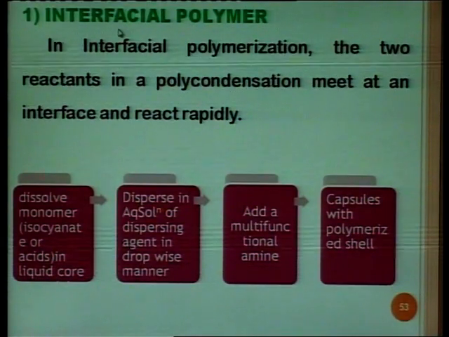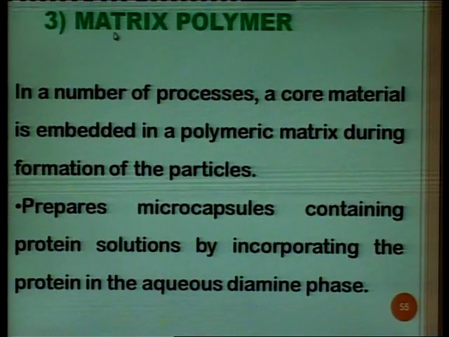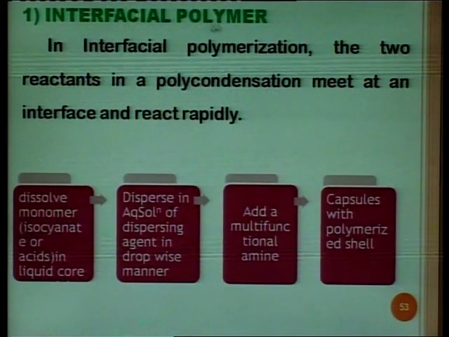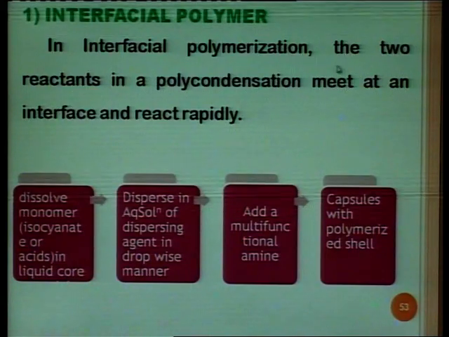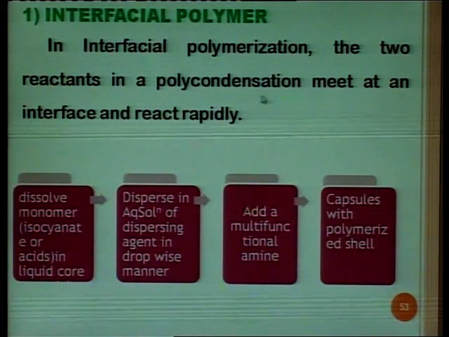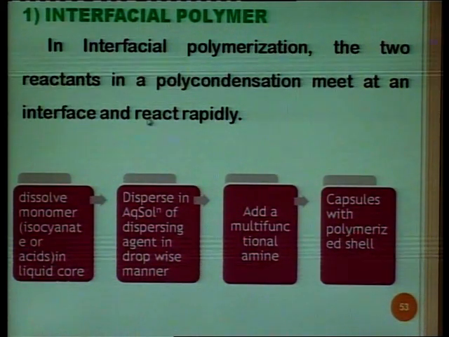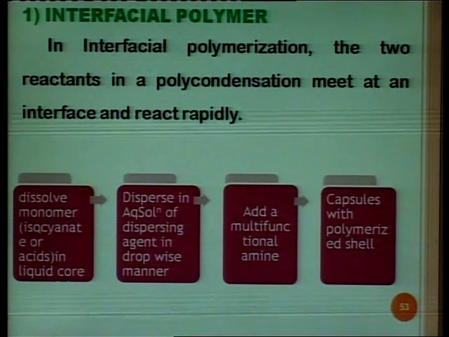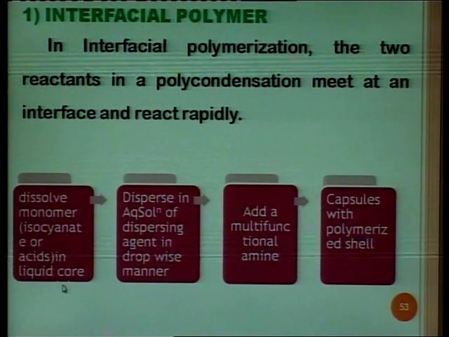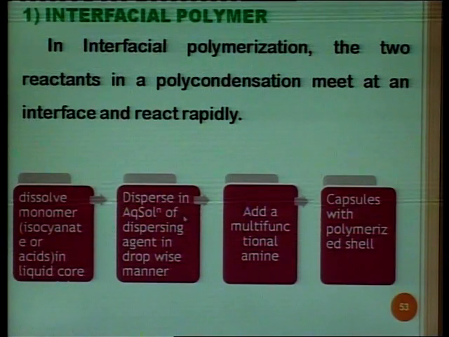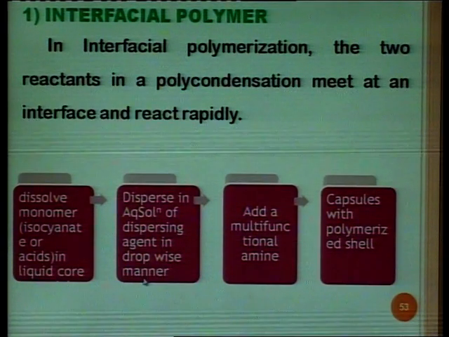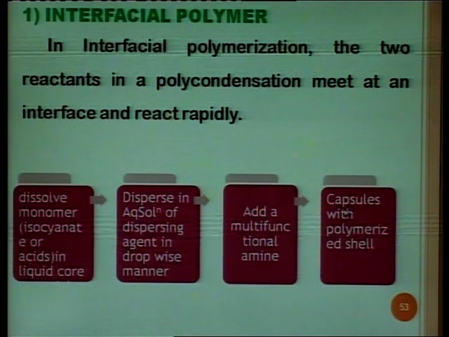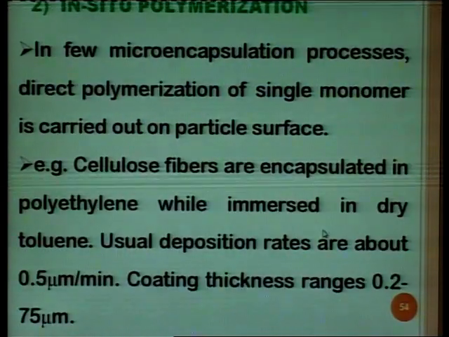One is interfacial polymerization method, then in situ polymerization, then matrix polymerization. In interfacial polymerization, the 2 reactants in a polycondensation meet at an interface and they react rapidly. So, in this method, first of all dissolve the monomer in liquid core, then disperse it in an aqueous solution of dispersing agent in a dropwise manner, add a multifunctional amine, then you get the microcapsules with the polymerized shell.